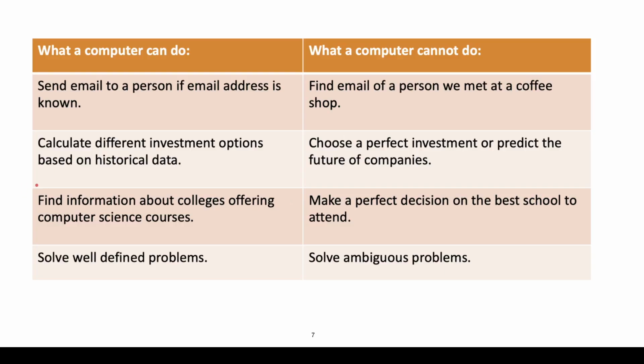Now, computers can find information about colleges offering different computer science courses. This is something that is possible through the internet, computing, distributed systems. Definitely this is possible.